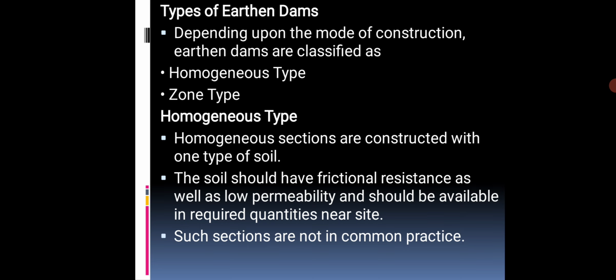Next, what are the types of earthen dam? Depending upon the mode of construction, earthen dams can be classified into two types. First, homogeneous type and second, zone type. In homogeneous type, the sections are constructed with one type of soil only. The soil should have frictional resistance as well as low permeability and should be available in required quantities near the site. Such sections are not in common practice.